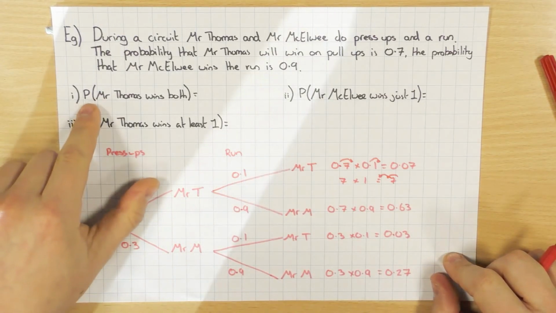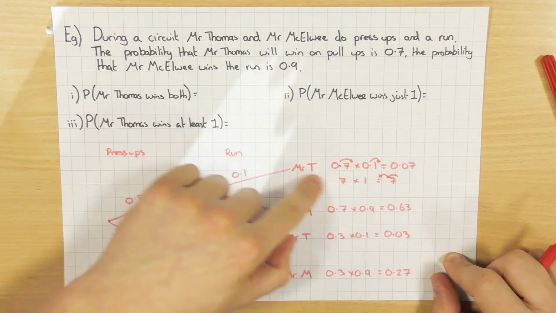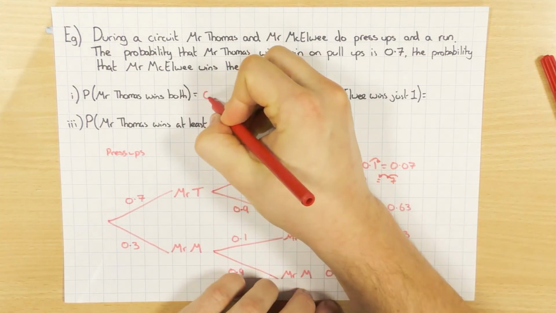Anyway, let's get into the questions. So what's the probability that Mr. Thomas wins both? So Mr. T, so it'd be 0.07.